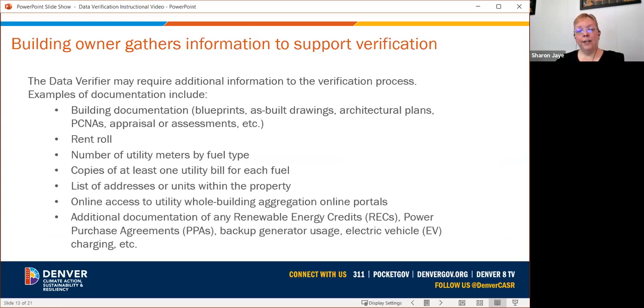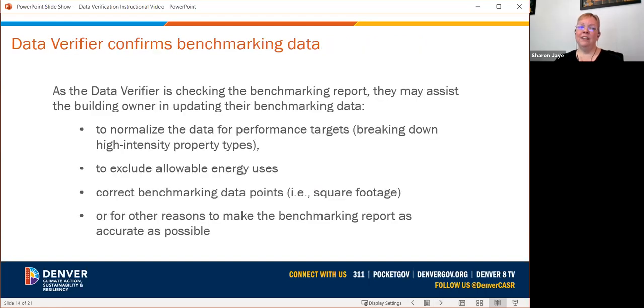So then the data verifier may need some additional information to support the verification process. They may ask for additional building documentation like blueprints or as-built to be able to verify square footage, possibly a rent roll if you're in a multifamily building, number of utility meters, copies of usually at least 1 utility bill for each fuel, any other detailed information about your building, or additional documentation based on what other information you put in Portfolio Manager. So then the data verifier is going to confirm the benchmarking data.